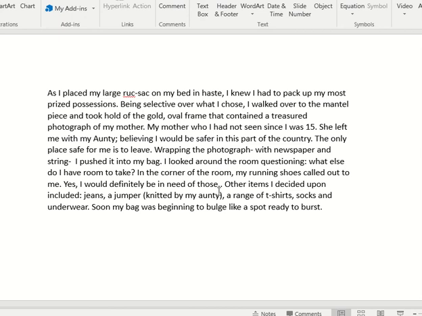I've put parentheses in there by saying who knitted the jumper just to get in the year 6 features. And as well as that, how are you going to describe them? So I don't necessarily mean you need to tell me the colour of the jumper and the colour of your socks. What I mean by that is, can you describe your bag using a simile like I have done? "Soon my bag was beginning to bulge like a spot ready to burst." Could you personify your bag where you could say your bag was struggling to breathe because it was that full? So I don't want these paragraphs, especially this one, to just sound like a list that you're just writing about.